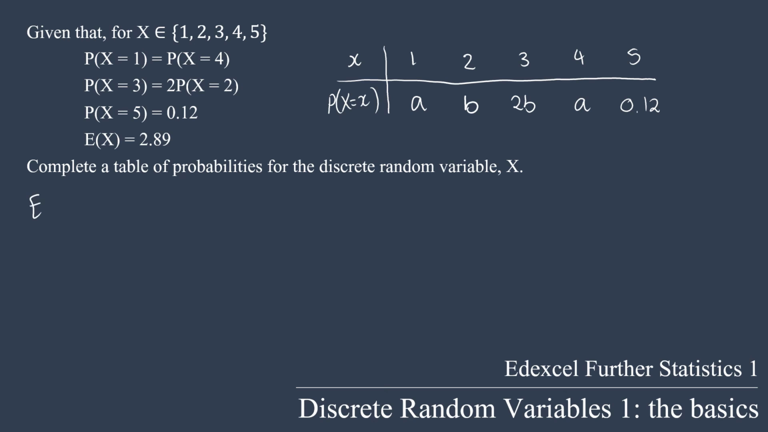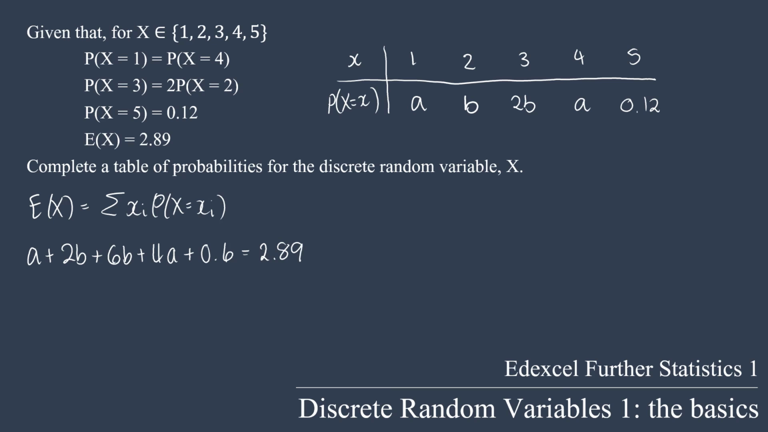So don't forget the expected value is the sum of, so adding up all of the individual x values multiplied by their probabilities. So we could work that out. So that would be 1 times A, 2 times B, 3 times 2B, 4 times A, and 5 times 0.12. And we know that that total equals 2.89. And of course, just simplify that a little bit. And I've got one equation in terms of A and B.